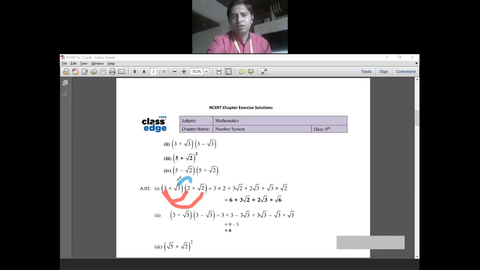So in that way, 3 into 2 is 6, 3 into root 2 is 3 root 2, root 3 into 2 is 2 root 3, and root 3 into root 2 is root 6. Now, all these numbers are unlike terms, so we cannot solve it further. That will be the final answer.